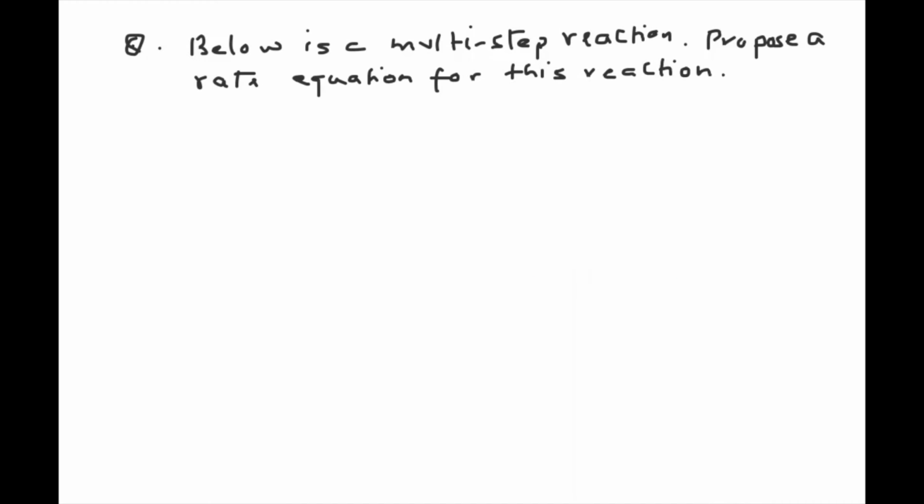We are now going to look at a second kind of problem that comes up in rate determining step questions, which is where we have been given a multi-step reaction and we have to propose a rate equation for this reaction based on what we are told is the slow step.